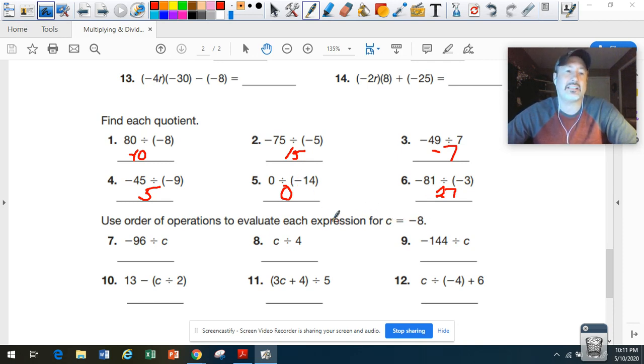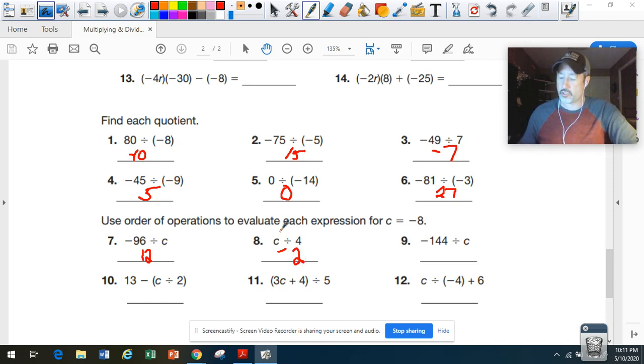Okay, here they want C, which is a negative 8. So negative 96 divided by negative 8, the answer is going to be positive. It's going to be positive 12 there. Okay, negative 8 divided by positive 4. Signs are different. It's going to be a negative 2.